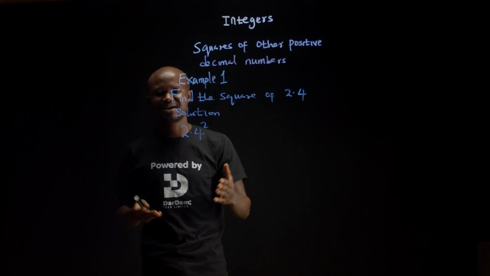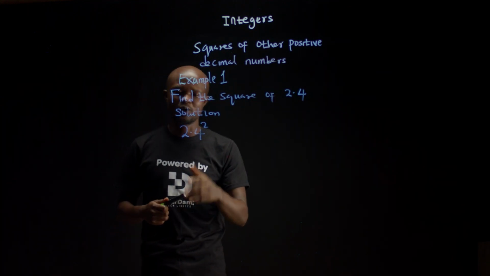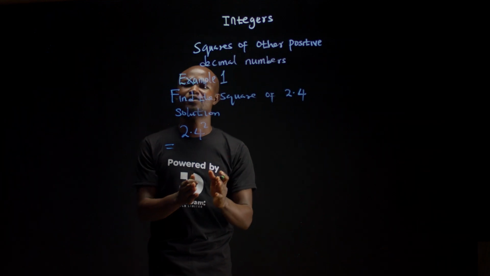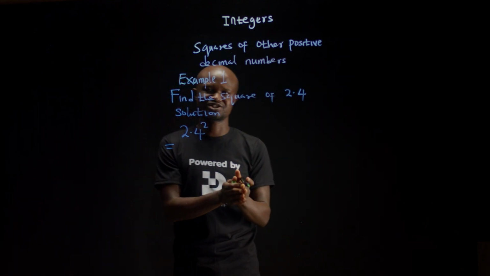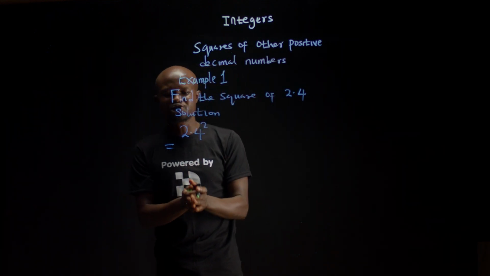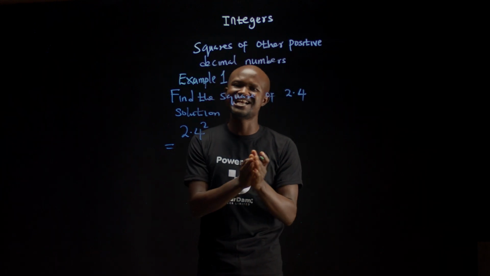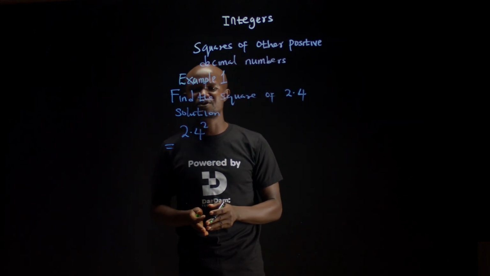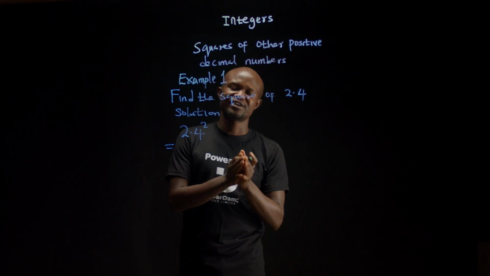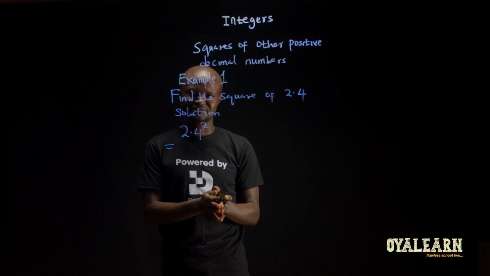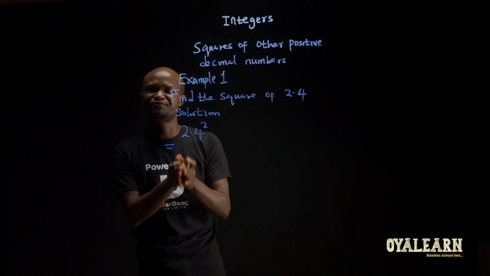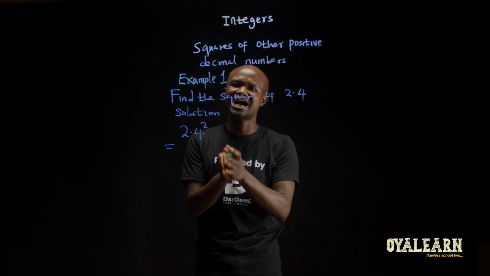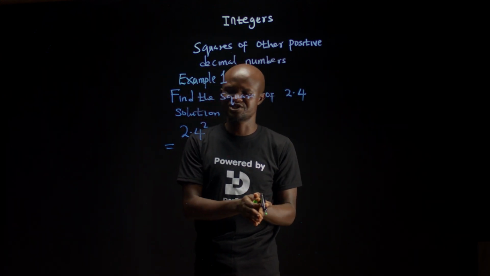It's still the same procedure. Now, what's the first thing to do? We are going to convert 2.4 to a fraction. But for this, 2.4 is going to be an improper fraction. The previous one was based on a proper fraction. But for this, because the value is greater than 1, we are going to have an improper fraction.